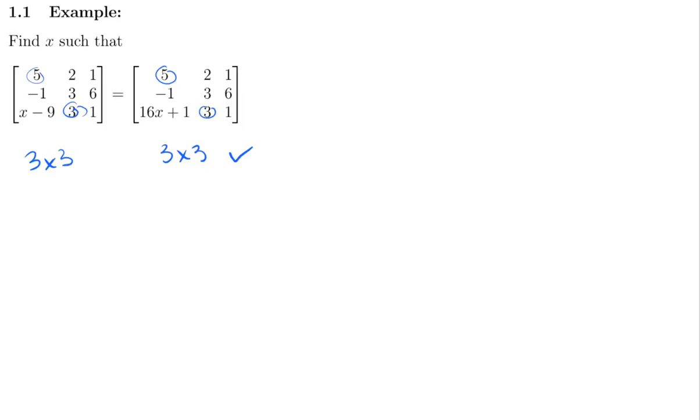So the only thing that remains then is to make sure that the entries where we have variables, those two entries must be equal to each other. So this gives us an equation. We must find x such that x minus 9 is equal to 16x plus 1. If we can solve for x in this equation, then the two matrices would be equal, and so we found x that we were looking for.